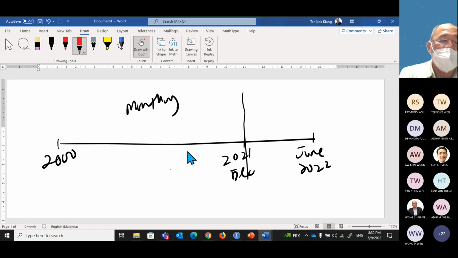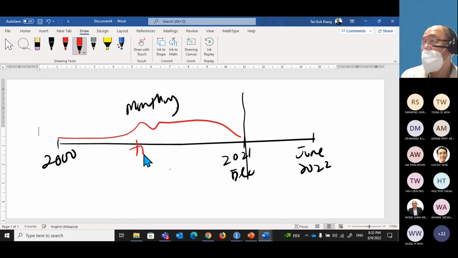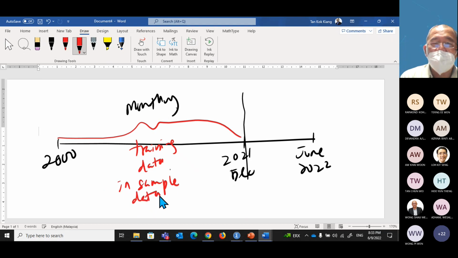Okay. So this first part of the data, I think you call this train data, right? Or training data, something like that. This is your term. For us, we call this in sample data. Okay, in sample. Then use this to forecast this.